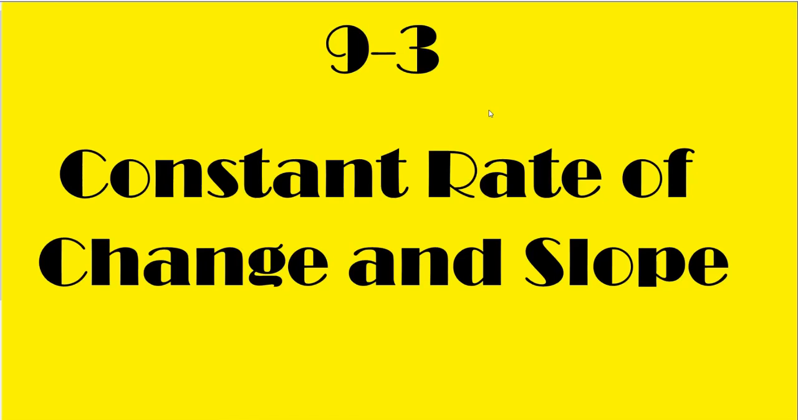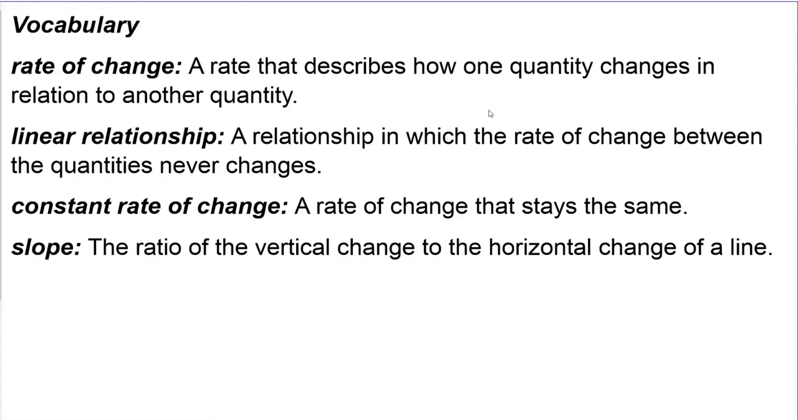In this video, we're going to talk about an aspect of linear functions called constant rate of change and slope. So the vocabulary we're going to be using is rate of change, and that is a rate that describes how one quantity changes in relation to another, and linear relationship, which is a linear function is a type of linear relationship. So that's a relationship in which the rate of change between the quantities never changes. And the constant rate of change is that rate of change that always stays the same.